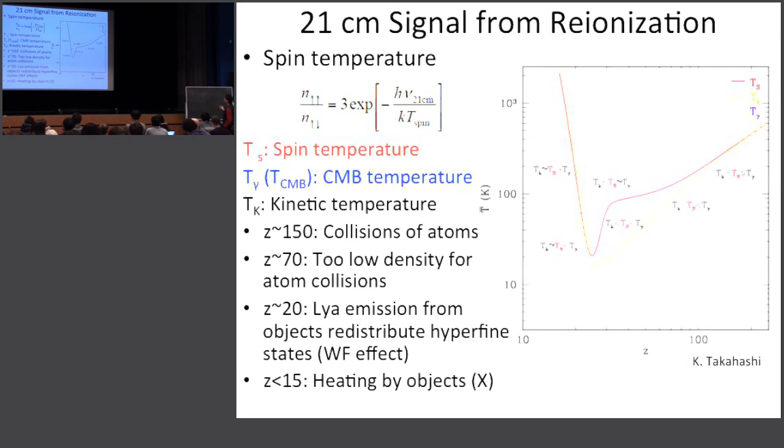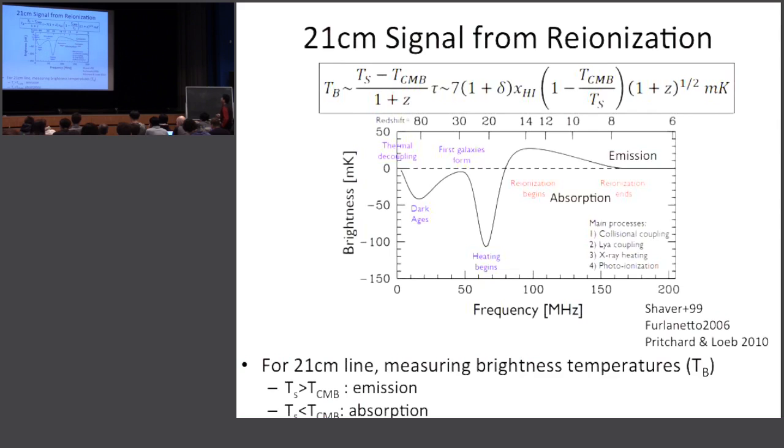But at around redshift 20, Lyman-alpha emission comes from the first objects, and it redistributes the hyperfine state. Then the spin temperature comes down, and then X-ray heating sources and many other astronomical sources appear below redshift 15. So the spin temperature and kinetic temperature go up. What you measure by the 21 centimeter observation is the brightness temperature, which is proportional to the spin temperature minus the CMB temperature.